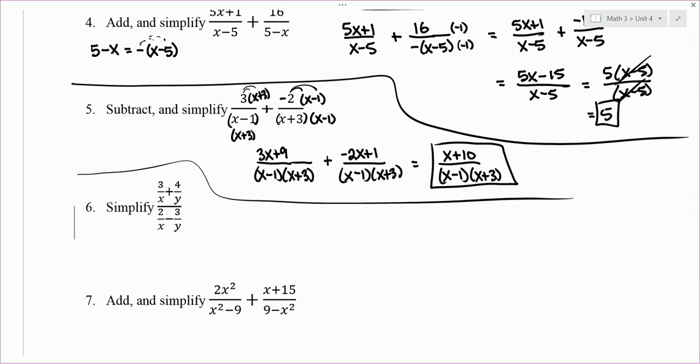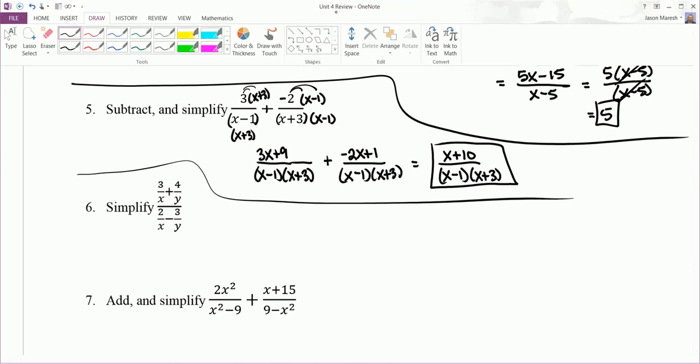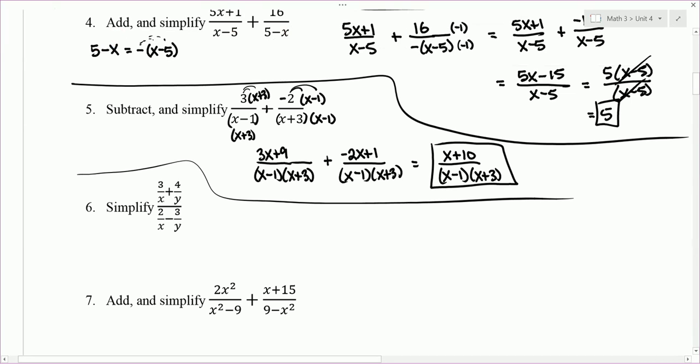Number 6, we have a complex fraction. We have fractions inside of fractions. And there's a few ways to work through this. One, though, is to multiply the top and the bottom of the fraction by a common denominator. We have an x in the denominator. When I mean denominator, I'll circle them for you. These are your denominators, these 4, just looking at the smaller fractions. So a common denominator would be xy.